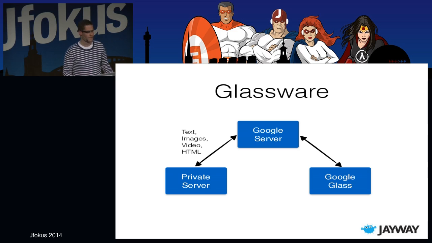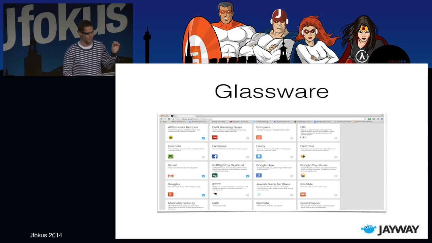You have your private server. You push content, text, images, video, and HTML to a Google server. And that server will push the content to your users' glasses. So there is no direct communication between the private server and the glasses, and you're very limited to what you can do. But it's a perfect fit for, let's say, Facebook. They're pushing just images, a headline, and some text to your glasses.